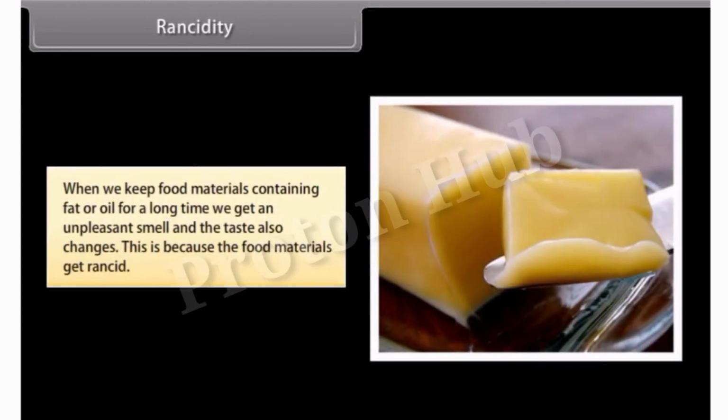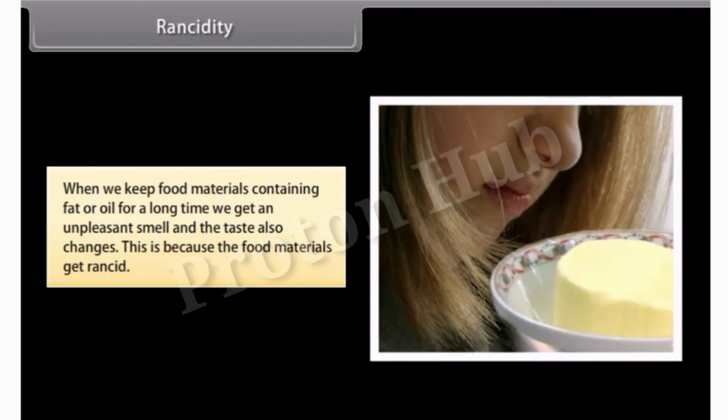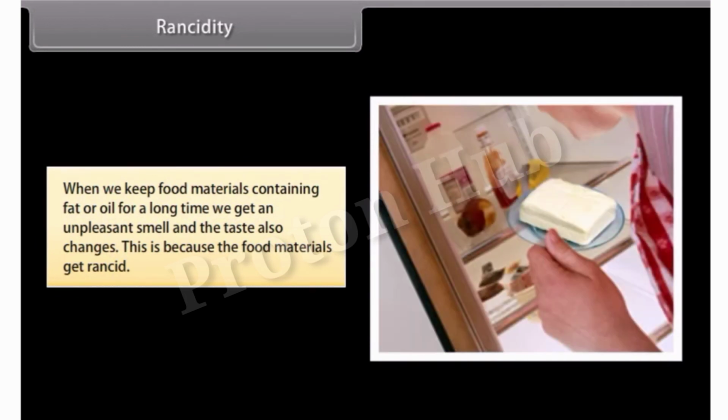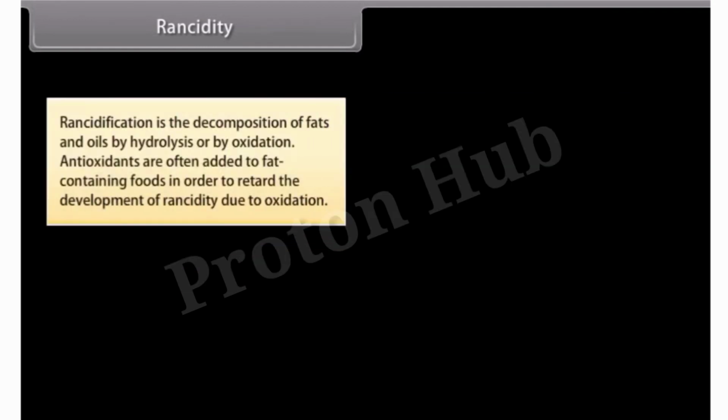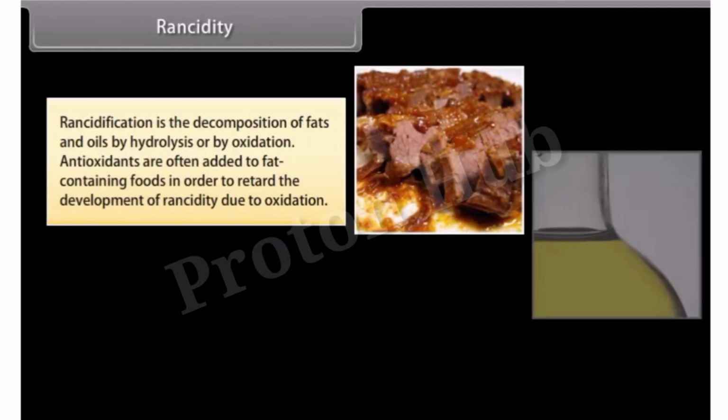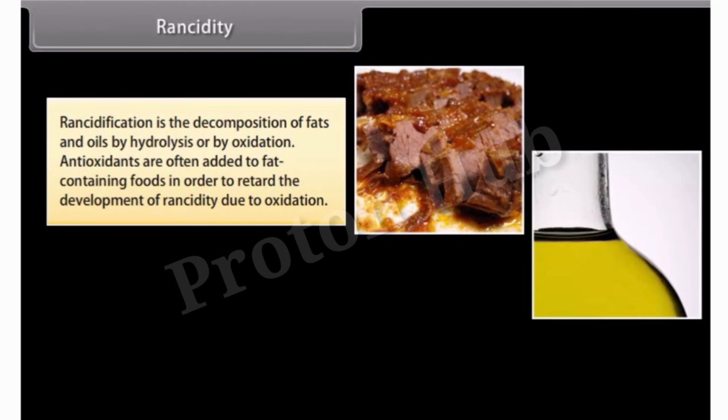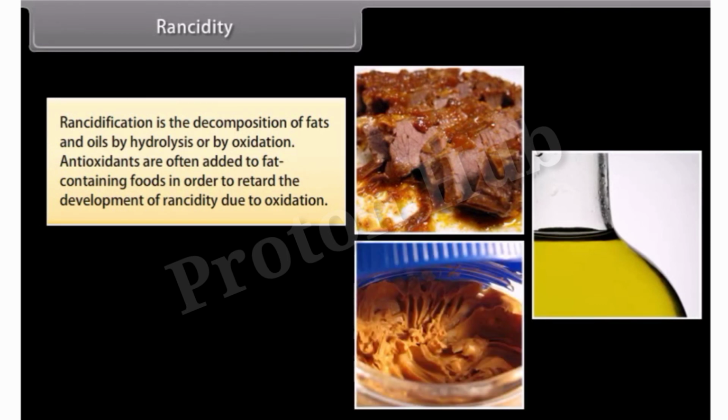Rancidity. When we keep food materials containing fat or oil for a long time, we get an unpleasant smell and the taste also changes. This is because the food materials get rancid. Rancidification is the decomposition of fats and oils by hydrolysis or by oxidation.